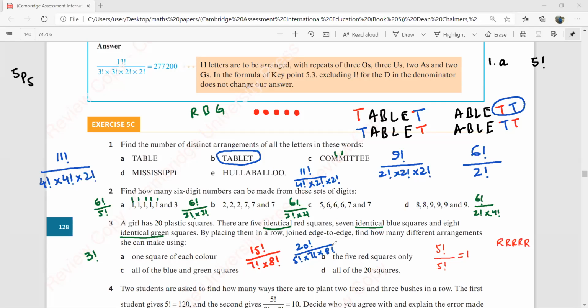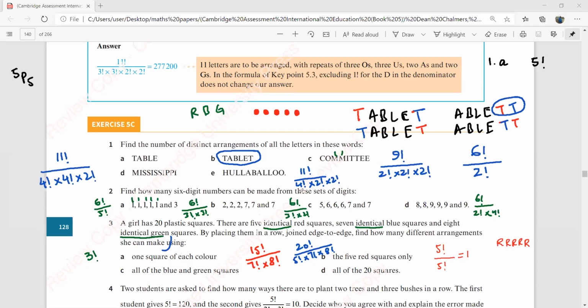So when you divide by 5 factorial and 7 factorial, that means you're canceling out those repetitions, which are increasing the number of arrangements which don't have to be there because of the same things recurring.